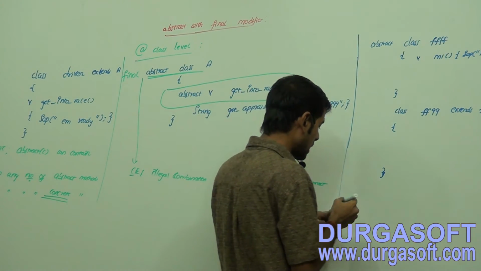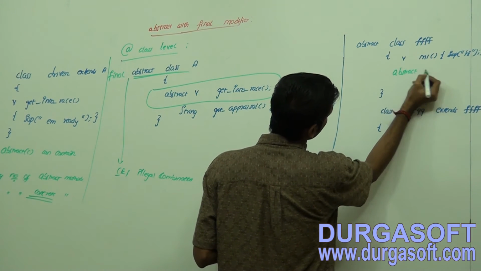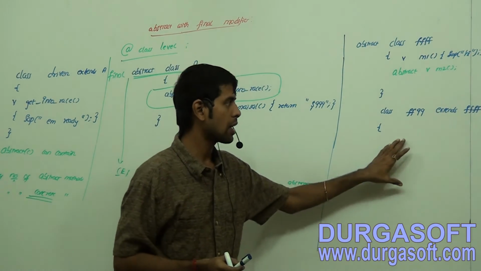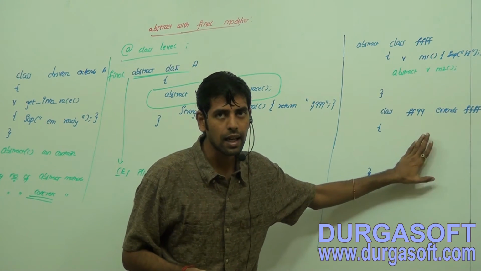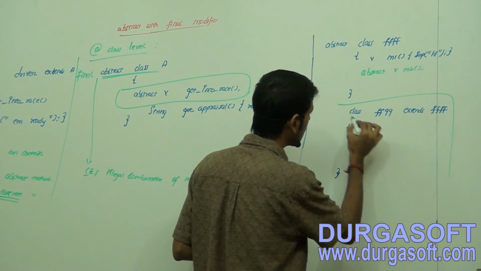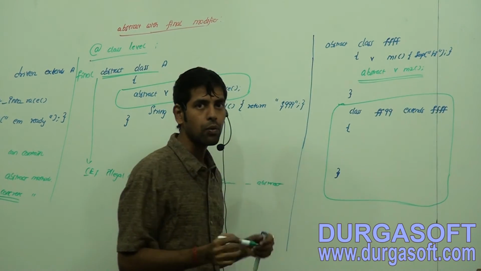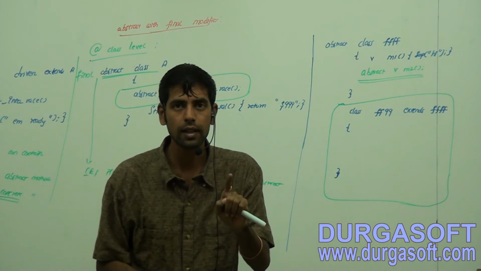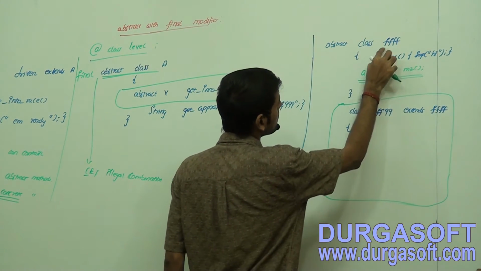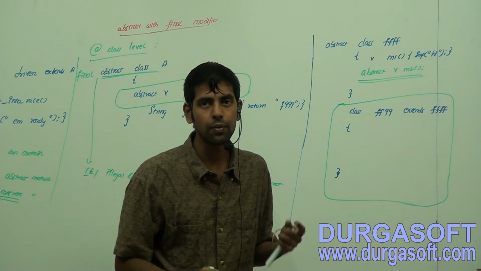Now let me write one of the methods as abstract void m2 method. Now come to the point. This class doesn't want to give implementation for this m2 method. Of course, till now we have discussed only one thing: if there are any abstract methods in the parent class, the child class must provide the implementation. Very important, friends.